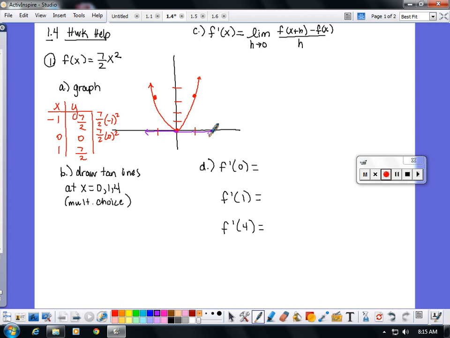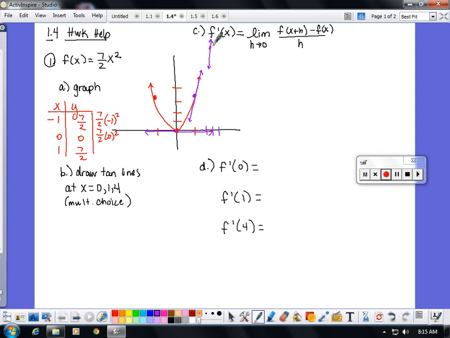And then a tangent line at 1, here's where 1 crosses your curve. So it's just a line that's following the same slope right there. And then also a tangent line at 4. It's going to be way up here somewhere, and it's going to kind of look like that. It's going to be almost flat looking.